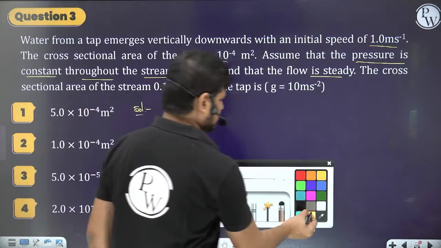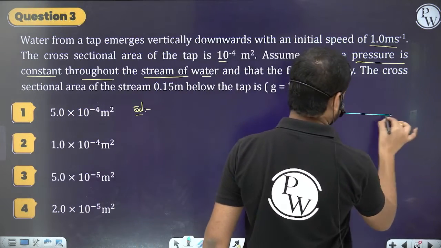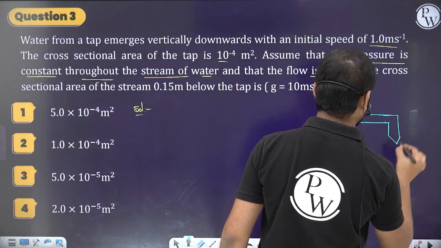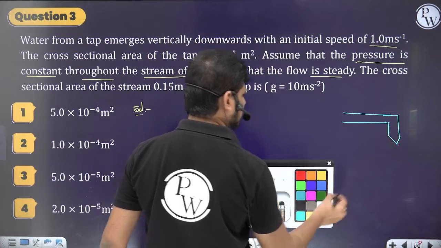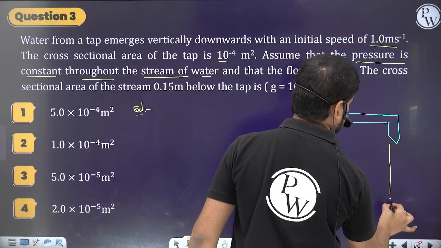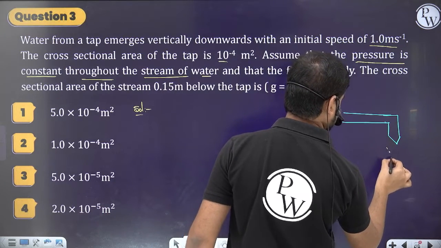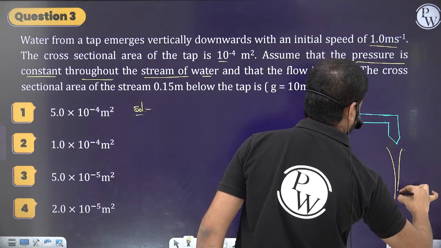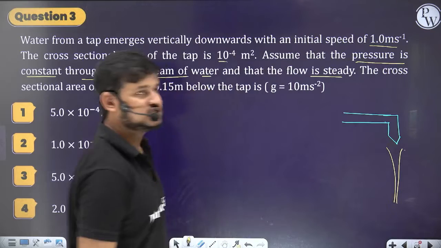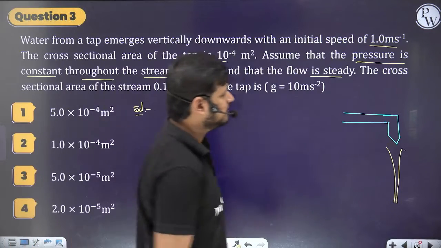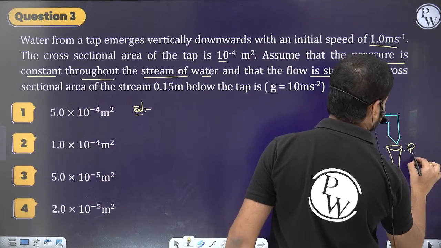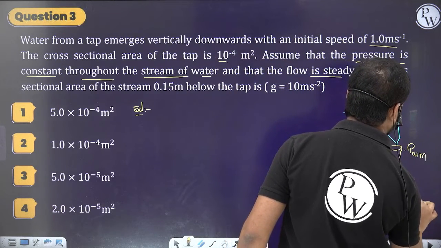Okay, fine. So same question. So this is the tap. So water is coming from here. So how does the water flow? Like this. So this is the water flow. Then here some cross-sectional area and here some cross-sectional area. Here the pressure PATM and here the pressure PATM.